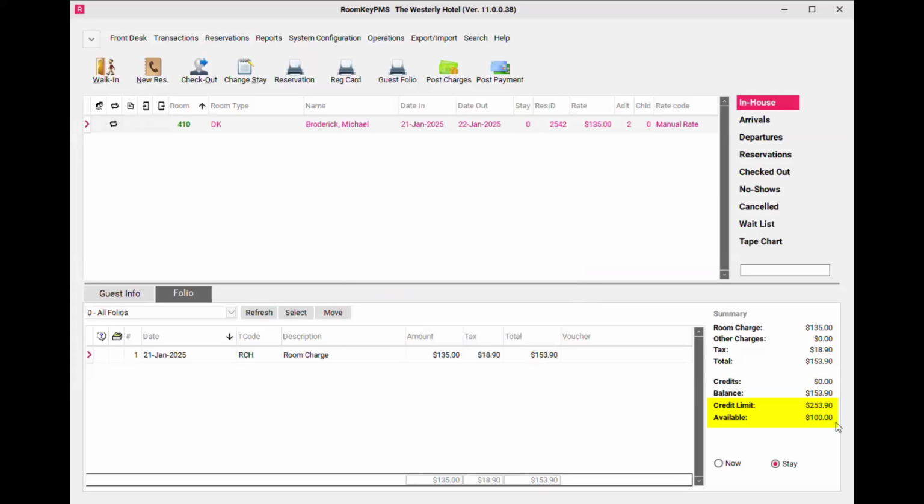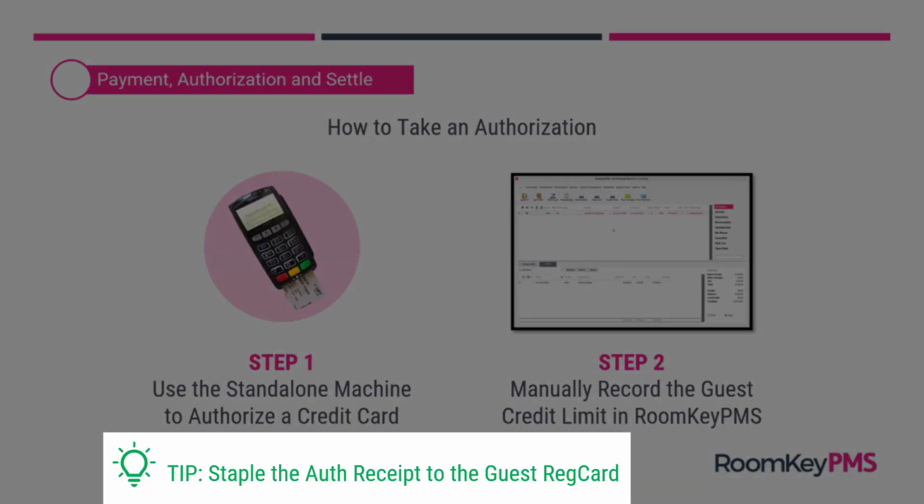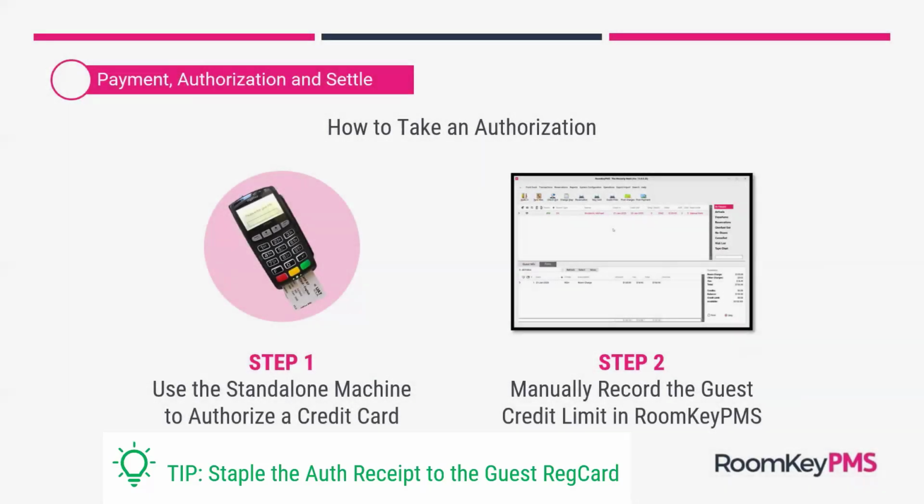Now, in Roomkey, we are not recording the authorization or approval code from that manual authorization, and that is why we have the tip recommendation to staple the authorization receipt to the guest reg card so that you do have a record of that approval available at the front desk there. Great.